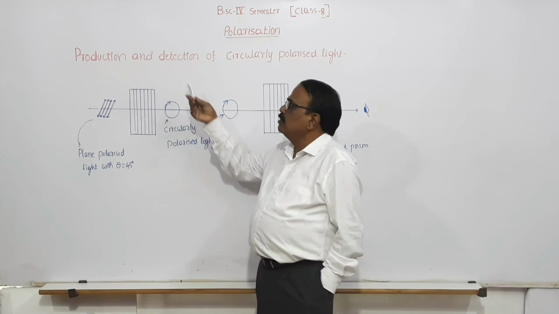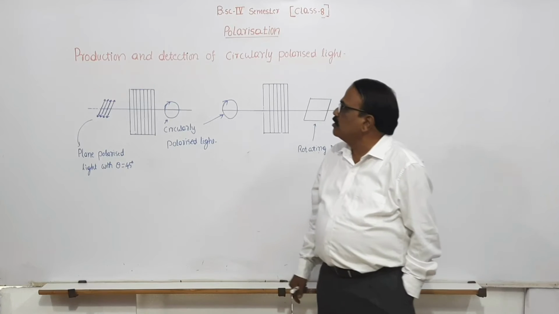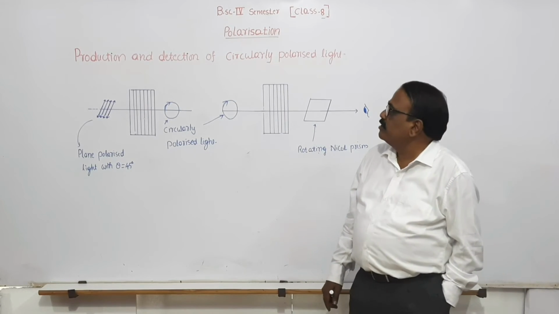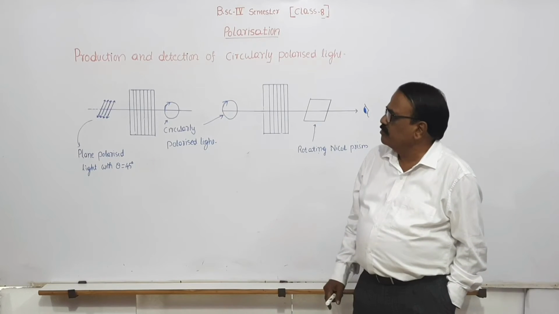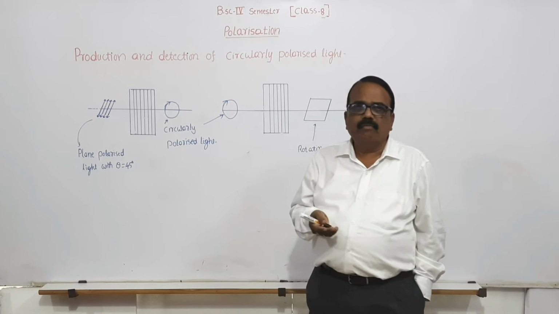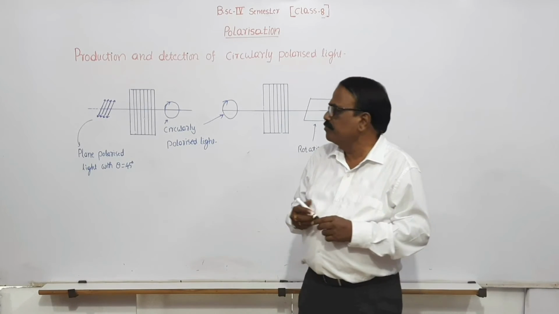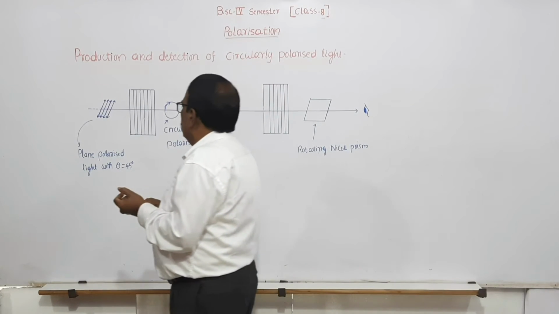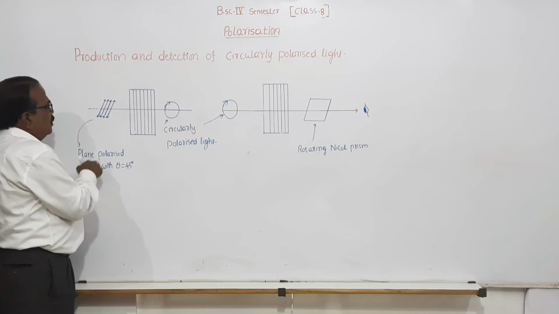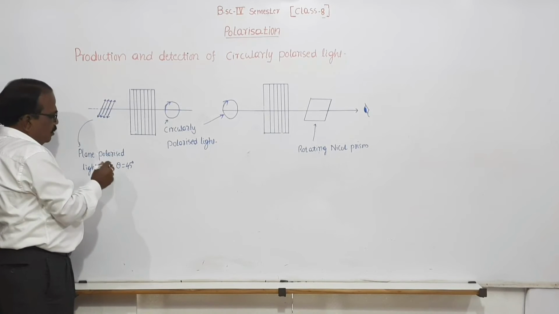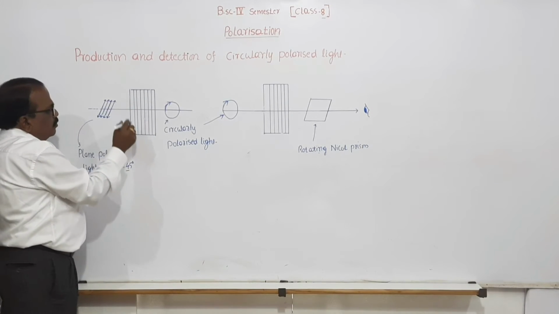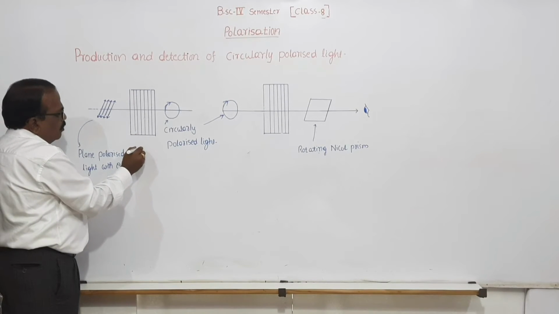Now next we have to study the production and detection of circularly polarized light. So first we have to produce it and we have to detect it. When a plane polarized light with the plane of vibration making 45 degrees with the optic axis of this quarter wave plate.